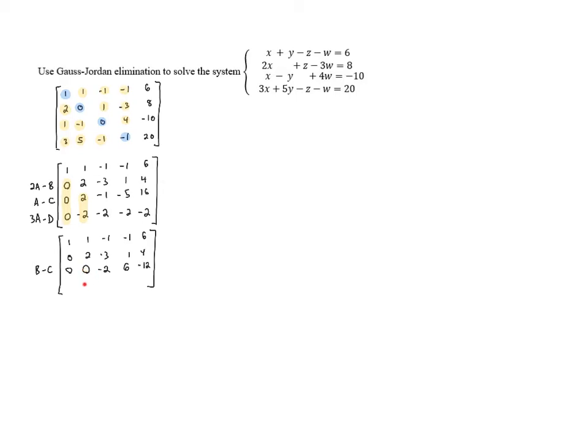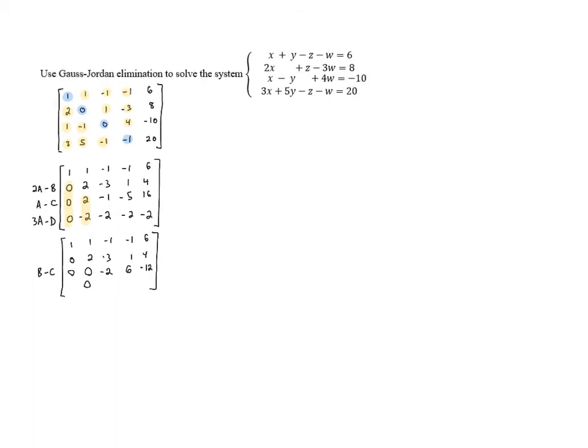Now we need a 0 at the very bottom. And the quickest way I can see that is by taking rows C and D and adding them together, because 2 plus negative 2 is 0. So here we're going to do C plus D. And so we've got 0 plus 0 is 0. We've already done 2 plus negative 2 is 0.